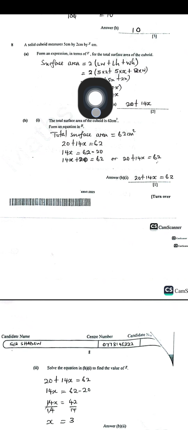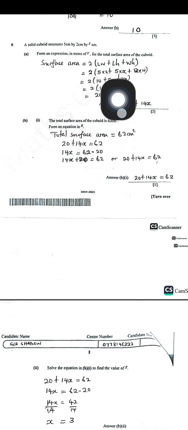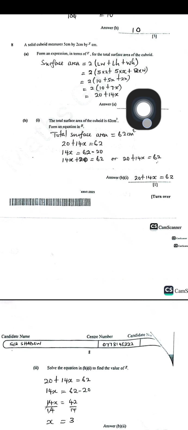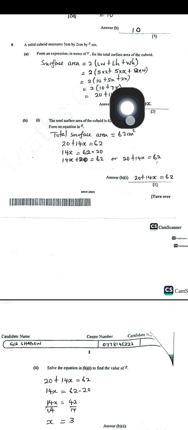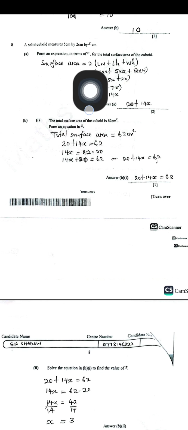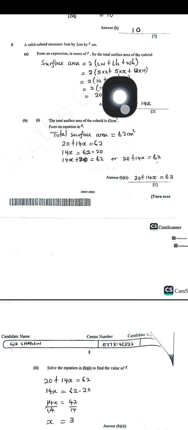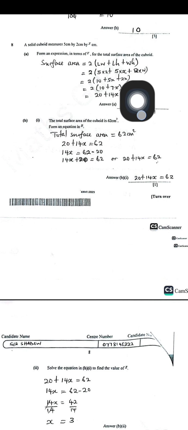So now substituting the values, 2 open bracket, we have the length, which is 5 times width, which is 2, plus 5 times height, which is x unknown, 5 times x, plus 2 times width, 2 times x now, 2 times height. This becomes 2 open bracket, 5 times 2 we get 10, plus 5 times x we get 5x, plus 2 times x we get 2x.